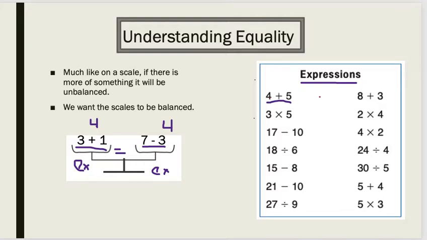Alright, so 4 times 5. What I'm going to do is look for something that's going to equal 9. As I scroll down, I find 5 and 4. 3 times 5 is going to be 15. So what other thing is also going to equal 15? 5 times 3. 17 minus 10, that's going to equal 7. So what else here is going to equal 7? We're just going to go through.